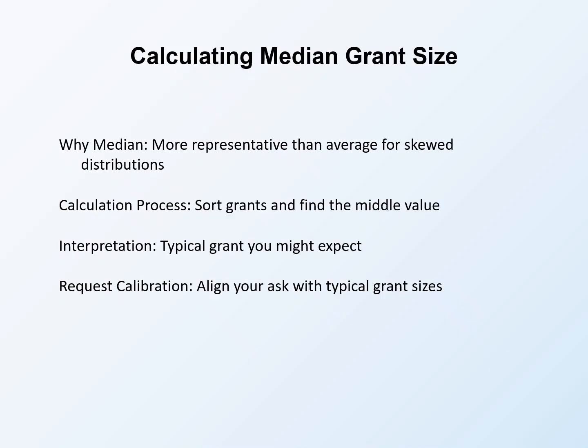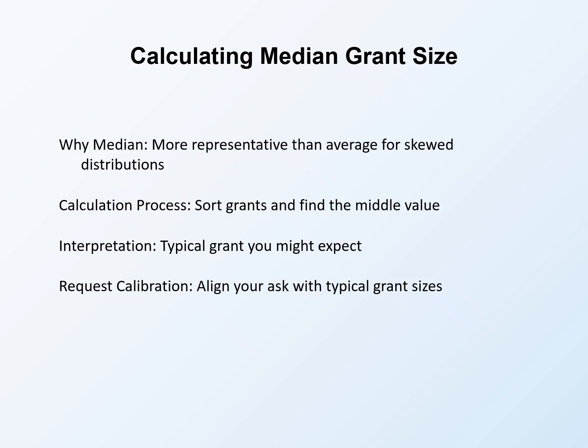The calculation process involves sorting all grants from smallest to largest and finding the middle value. If there are 100 grants, the median is the average of the 50th and 51st grants. Spreadsheet software makes this calculation easy. Interpretation means understanding what a typical grant looks like. If the median grant is $25,000, most grants are in that general range. A few may be much larger or smaller, but $25,000 represents a typical expectation.